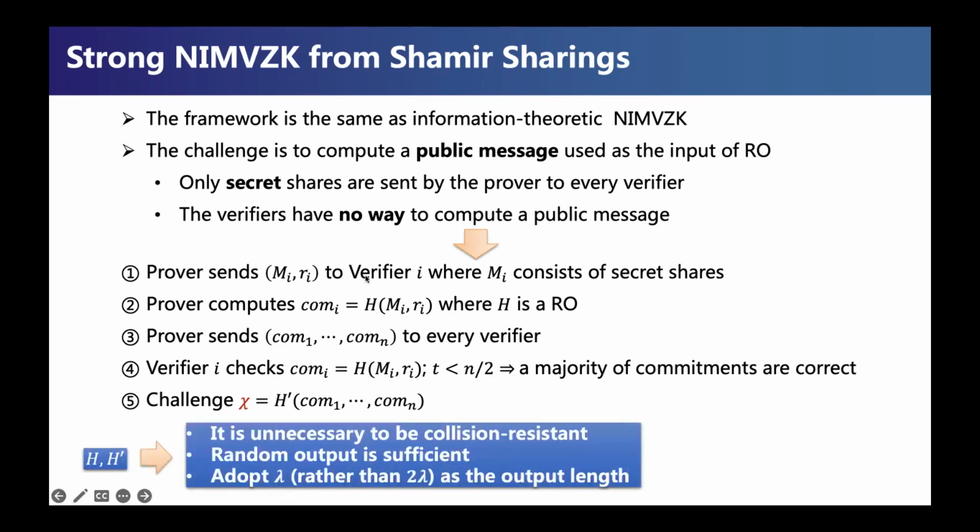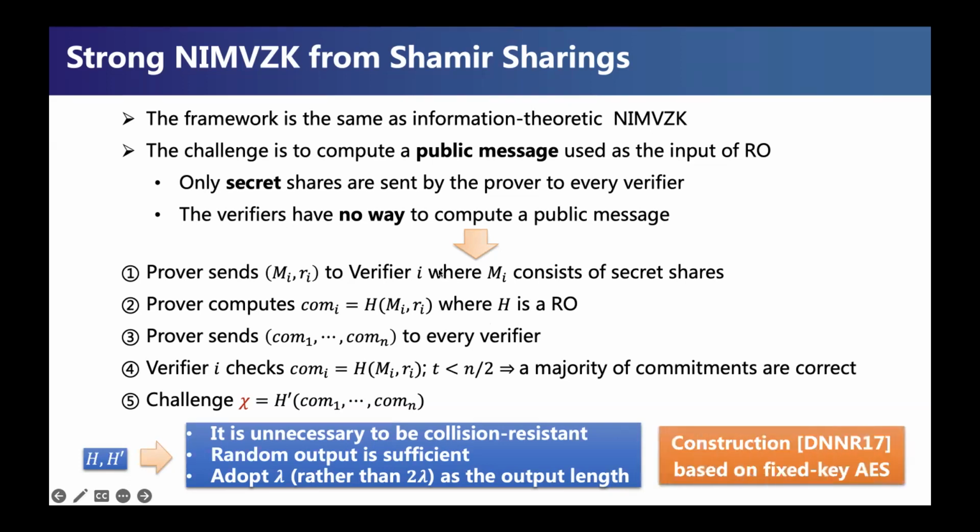According to our analysis, H prime does not need to be collision resistant, and it is sufficient to guarantee random output. So we can adopt lambda rather than 2 lambda as the output length. More importantly, the construction DNNR17 based on fixed-key AES can be used. The communication overhead is N squared lambda bits, which is small.